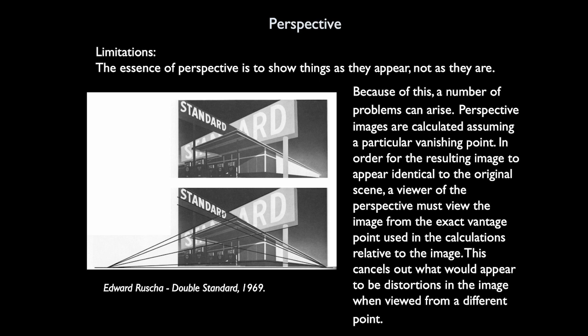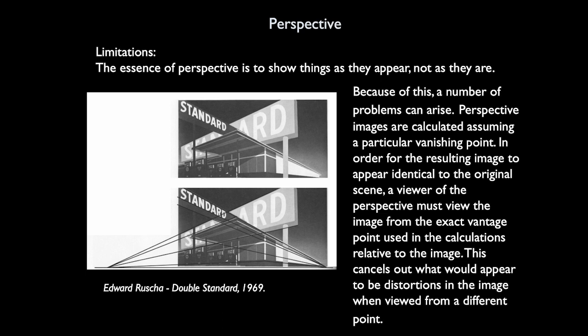So there are also certain limitations. The essence of perspective is really to show things as they appear, but not as they are. Because of this, a number of problems can arise. Perspective images are calculated assuming a particular vanishing point. So in order for the resulting image to appear identical to the original scene, a viewer of the perspective must view the image from the exact vantage point used in the calculations relative to the image. This cancels out what would appear to be distortions in the image when viewed from a different point.